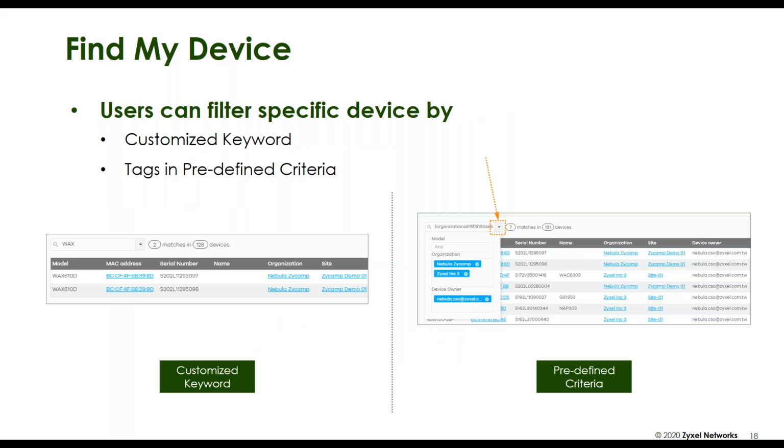So what you can also do now is filter a specific device by a customized keyword. So you can type in either the model, part of the MAC address, serial number, name, organization, or site on the left-hand side, and it'll filter down for you. Or on the right-hand side, you've got predefined criteria. And if you're using tags, for instance, you can tag, say, all your core switches as being core, or your edge switches as being edge. And you can drop down there, and you can specifically put in the specific tags, and then filter them like that. Again, all the links and everything work the same, and will take you to the relevant pages.